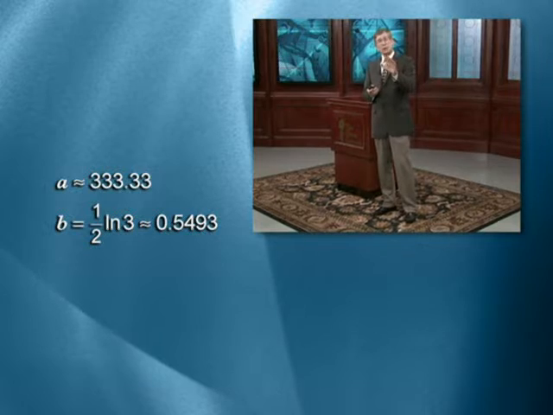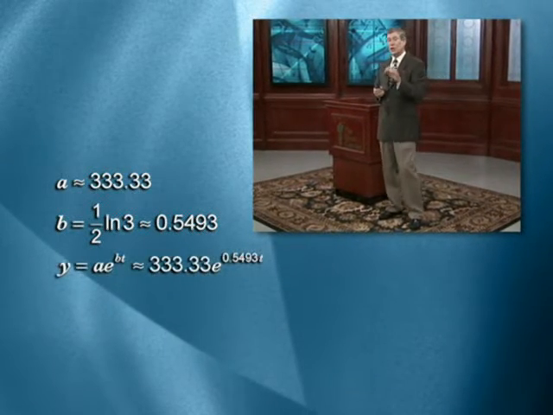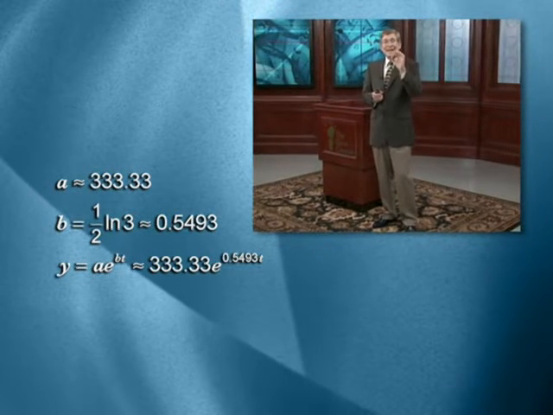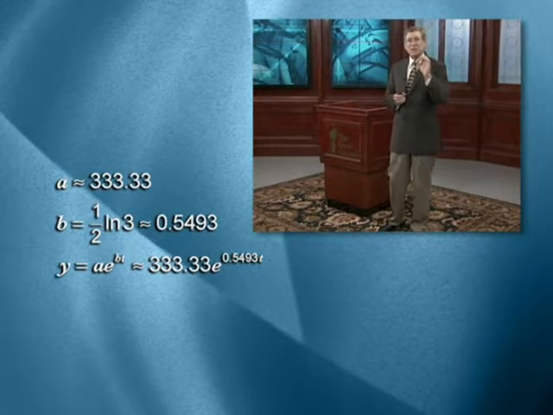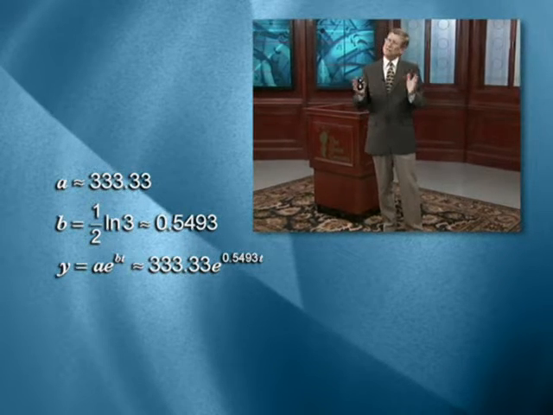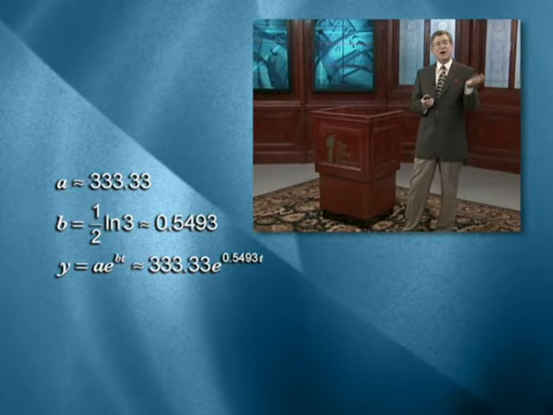So my exponential model for this situation is 333.33 times e to the power 0.5493t. Okay, so there's our model. Not a very pleasant model. We asked the question, what happens after 5 days?